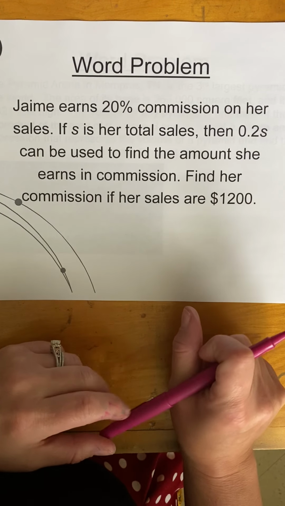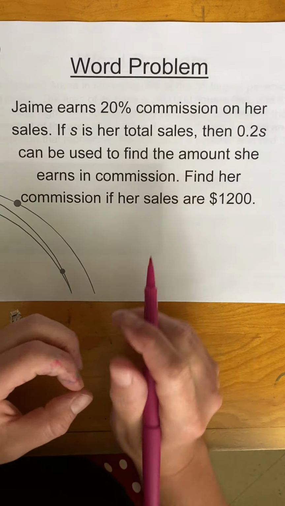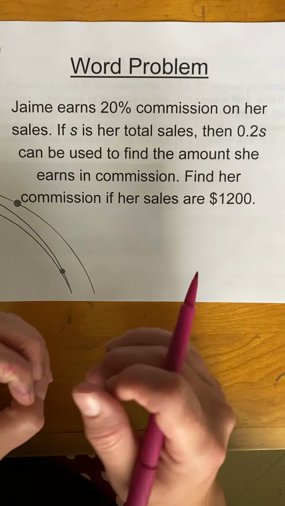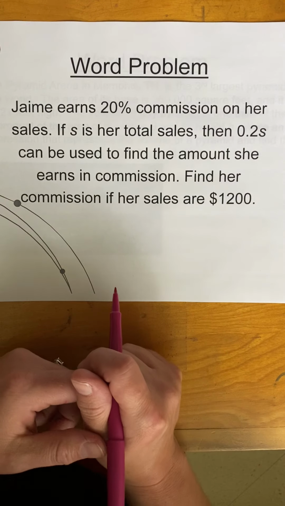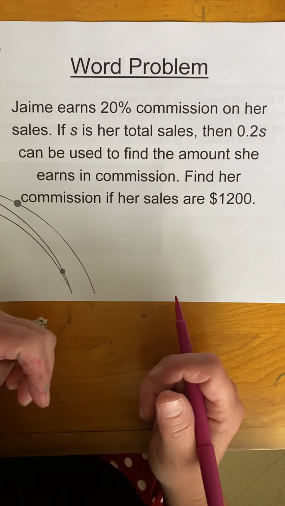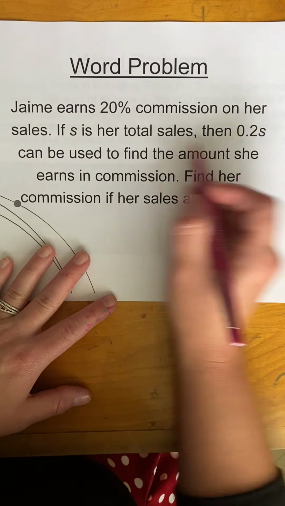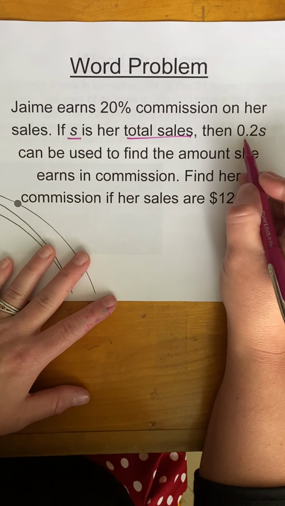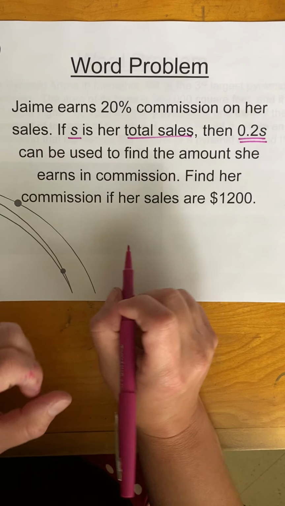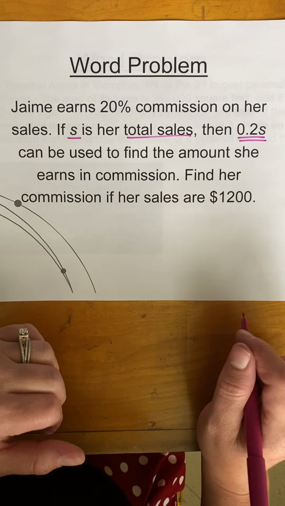It says Jamie earns 20% commission on her sales. So a commission is like a part of her sales that she gets paid. So if she makes 20% and she sold $100 sneakers, she would get $20 off that sale. If S is her total sales, then 0.2S can be used to find the amount she earns in commission. Find the commission if her sales are $1,200.